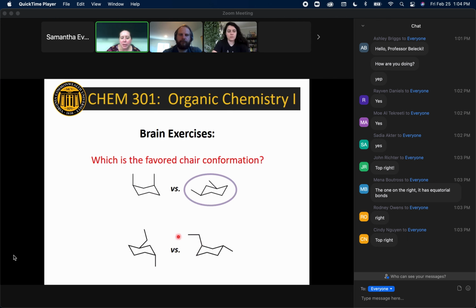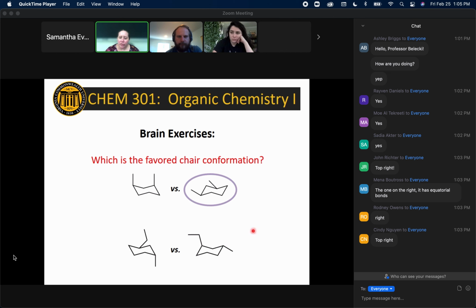So do the same thing you did up here. First, take a look at these two chair forms and convince yourself that these are the same molecule, right? The footrest of this chair on the left here, which is pointed down, is the same carbon as the headrest of this chair on the right over here, which is pointed up. And two carbons over from that, we have an ethyl group, and two carbons over from the footrest over here, we have an ethyl group. So now we've convinced ourselves these are the same molecule, just a chair-flipped version of it.